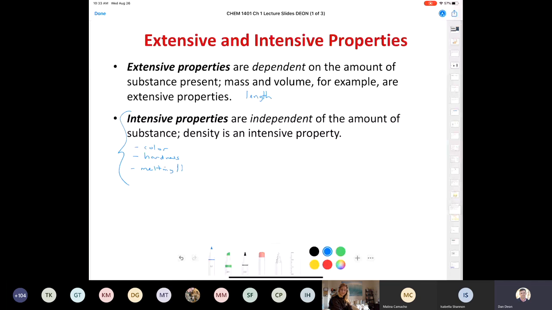What's the boiling point of water? 100 degrees Celsius. You don't say, what's the boiling point of 1 liter of water? Because you're like, well, it doesn't matter how much water you have. It always boils at the same temperature, okay?